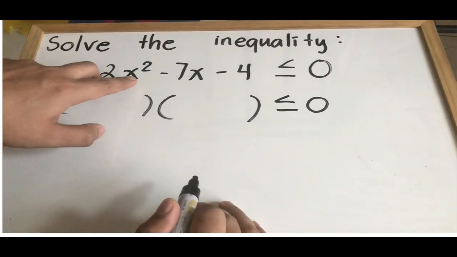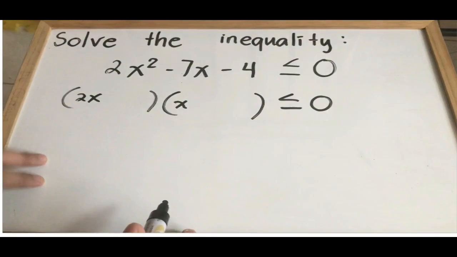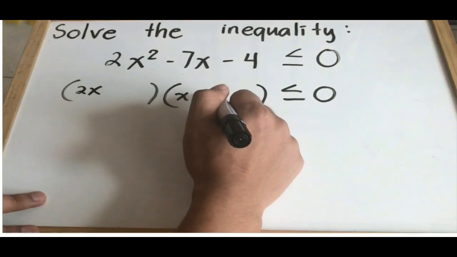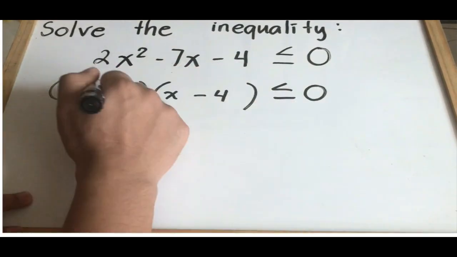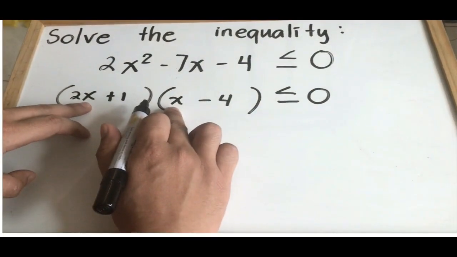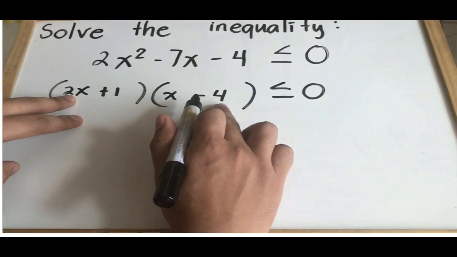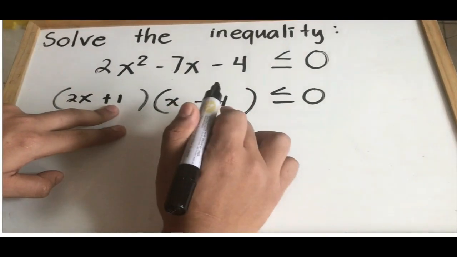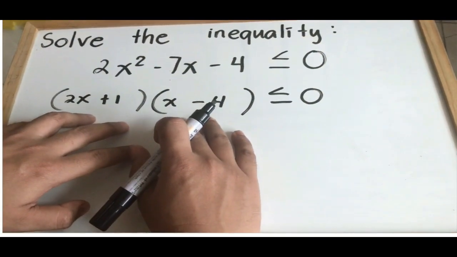Since for 2x squared, the factors can be 2x and x because 2 is a prime. Factors of 4 can be 2 times 2 or 4 times 1. Let's get 4. So negative 4 and positive 1. Let's check. 2x times x, 2x squared. 2x times negative 4 is negative 8. 1 times x is x. So negative 8 plus 1, negative 7. That means these factors are correct.